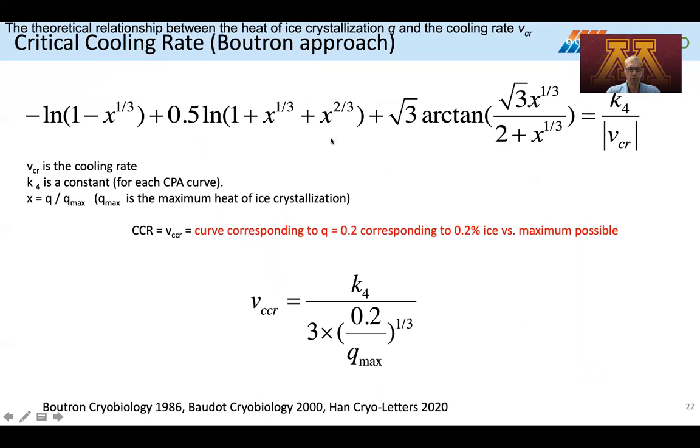Boutron came up with an approach. He came up with an argument here, and even an estimate based on basically 0.2% ice as his definition of what is vitrified. And then you can do this for whatever your CPA concentration and type is. You're going to have to get your K4, which is a constant for each CPA, and the Q max you're going to have to measure for your particular CPA and its particular concentration. But then you can do this calculation.